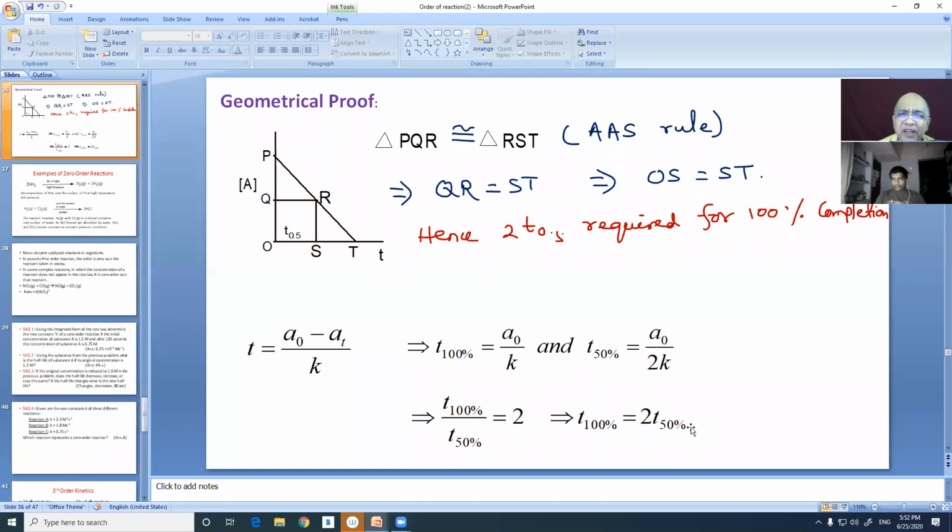It's not a big deal if you by chance are missing to understand what is AAS, angle-angle-side rule, to prove the 2 triangles are congruent. Here the 2 angles are the same and one side, so the 2 are congruent, and therefore QR is equal to ST. And since QR is equal to OS, so OS is equal to ST. So if OS is T½, ST is also another T½. So 2 initial half-life periods are required for 100% completion.